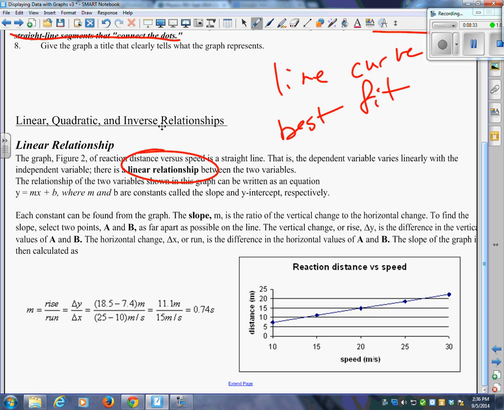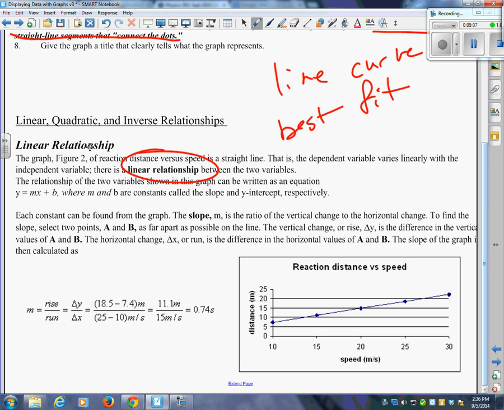The relationship of the two variables shown in this graph can be written as the equation y equals mx plus b. How many people have heard of y equals mx plus b before? Good. But what does the m stand for? Slope, which is the ratio of the vertical change to the horizontal change. People always tell me the slope is the something over the something. Rise over run, right? How much it goes up over how much it goes sideways. How many people have calculated slope before?